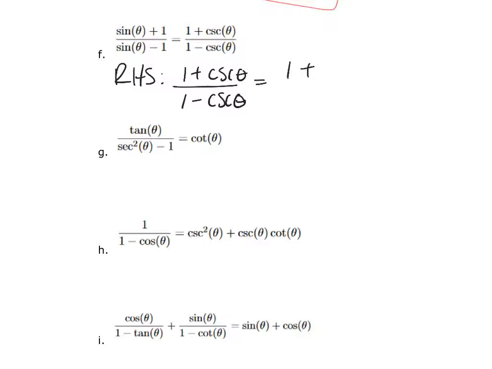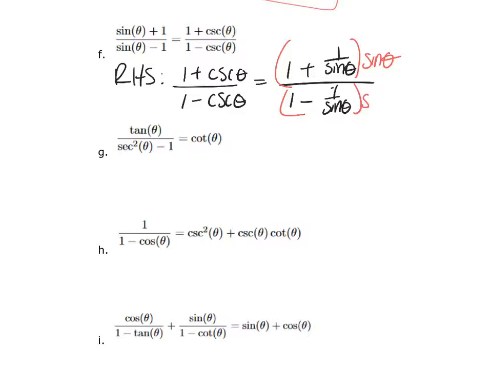They are reciprocals, so write this as 1 over the sine of theta, 1 minus 1 over the sine of theta. We have something called a complex fraction. We have a fraction within a fraction. Option A is you make a single fraction in the numerator, a single fraction in the denominator, and then you take the numerator fraction, multiply by the reciprocal of the denominator fraction, and you do a whole bunch of work. Not a fan.